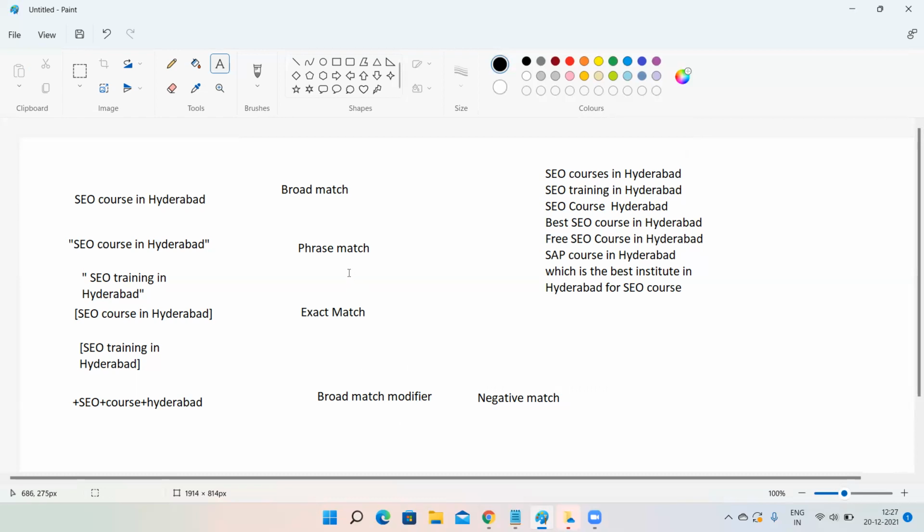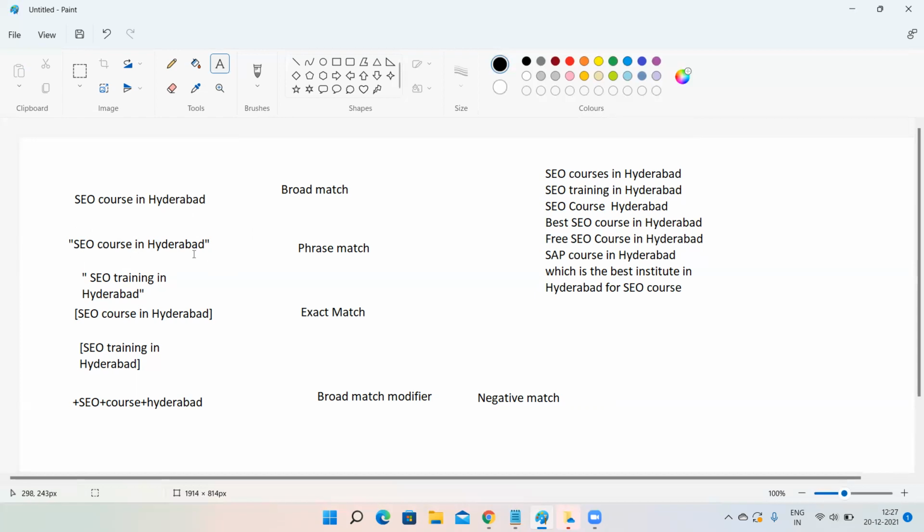Now coming to phrase match. Anybody can add anything before the keyword or after the keyword. The only thing is they should not disturb my pattern. Everything should be same. Anything added before or after, nothing will happen. Still your advertisement is going to appear. So like this, with one keyword, you can cover n number of keywords. For n number of keywords, your advertisement is going to appear. So hard work will be less when compared to exact match.